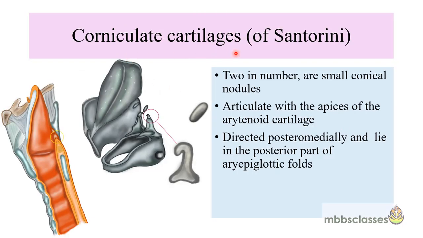The corniculate cartilage is also called the cartilage of Santorini. They are two in number, small conical nodules. So we can see here, this is the corniculate cartilage, one on each side, and they articulate with the apex of the arytenoid cartilage on each side. They are directed posteromedially and lie in the posterior part of the aryepiglottic fold. So this is the aryepiglottic fold. We can see here the actual location of the corniculate cartilage.